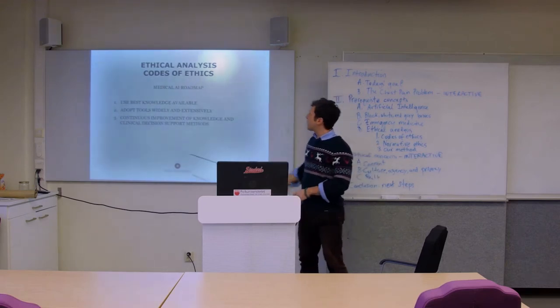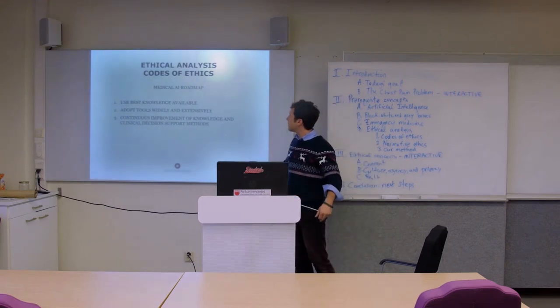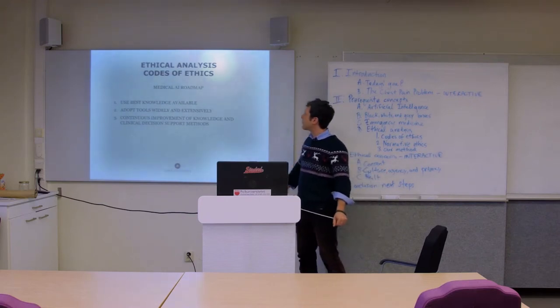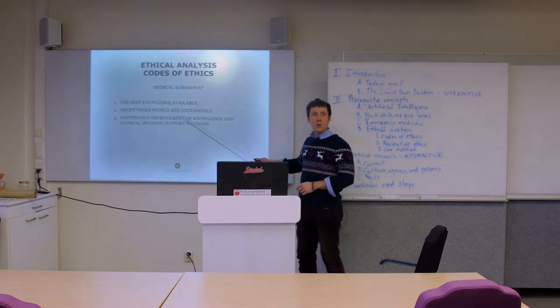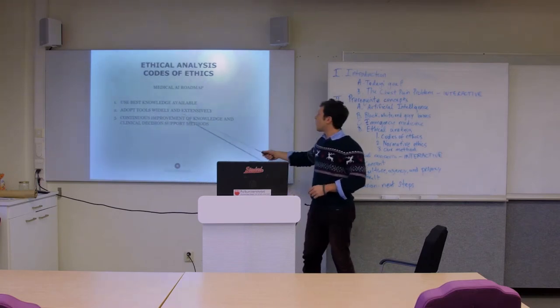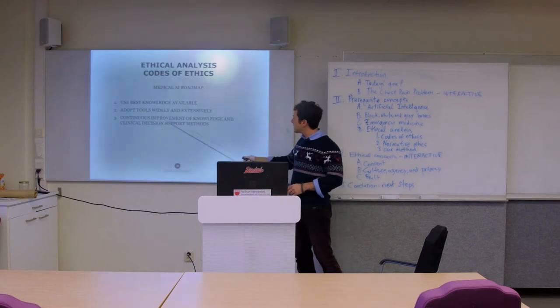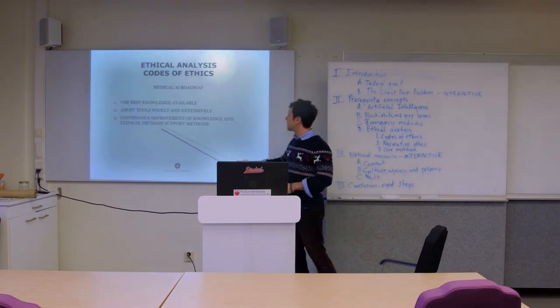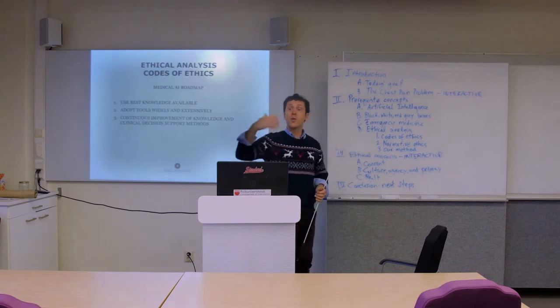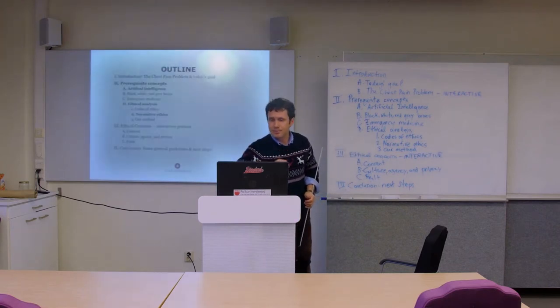And then there was a roadmap for medical AI, which was talked about in the last year by medical AI experts. They say we should use the best knowledge we have available when we're making medical AI decisions. We should adopt tools widely and extensively, and there should be the continuous improvement of knowledge and clinical decision support methods. So those are some codes of ethics that will help inform our analysis in a moment.